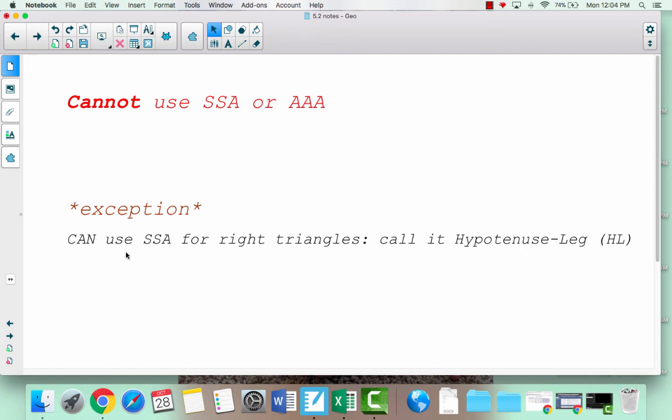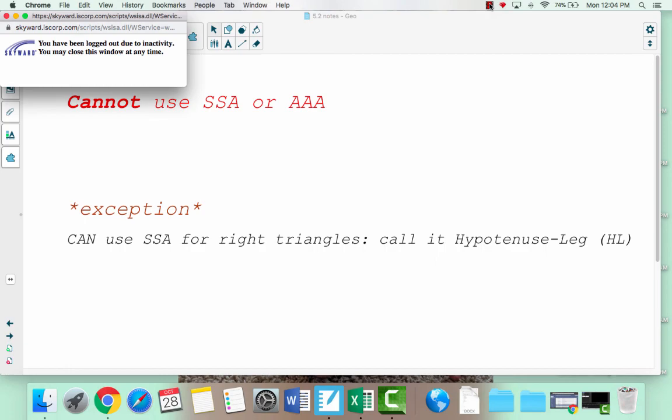So that's kind of the exception to the rule, but for us, we're going to be focused on the 4: side, side, side; side, angle, side; angle, side, angle; and angle, angle, side. So if you have any questions, let me know, and you should be good to go ahead and start your practice problems.